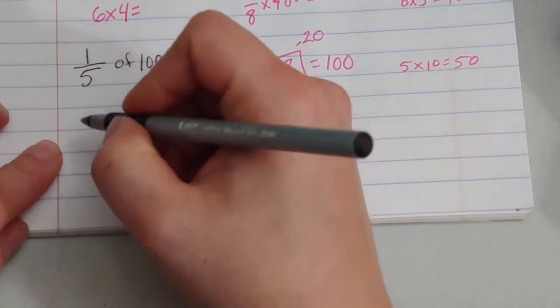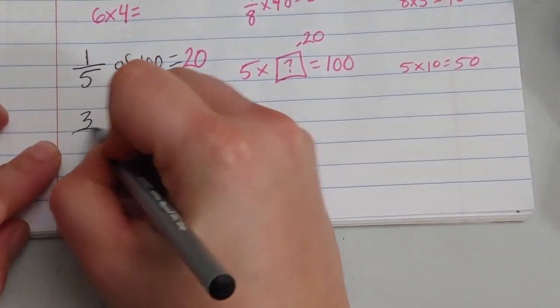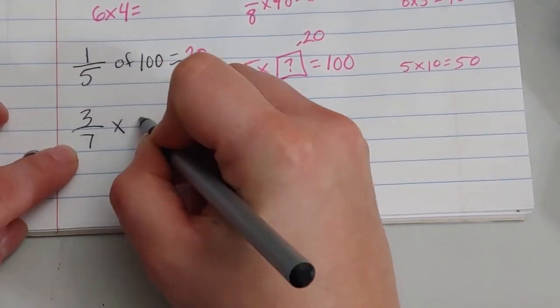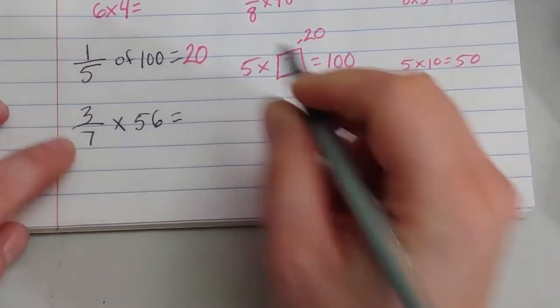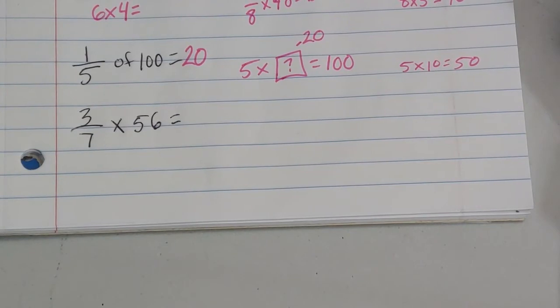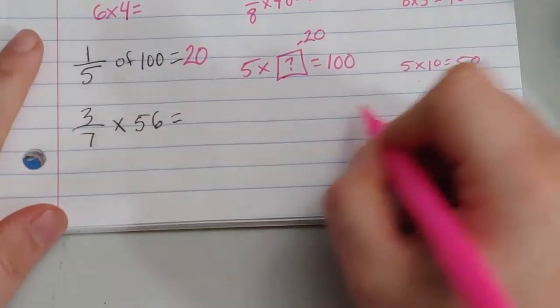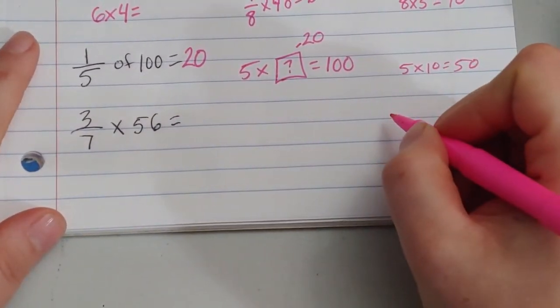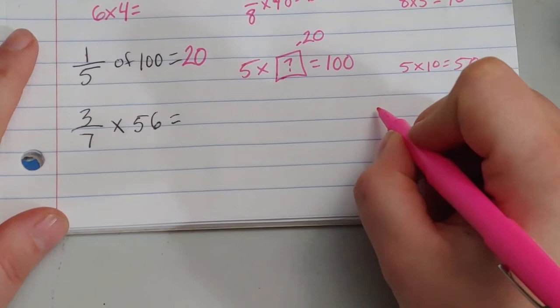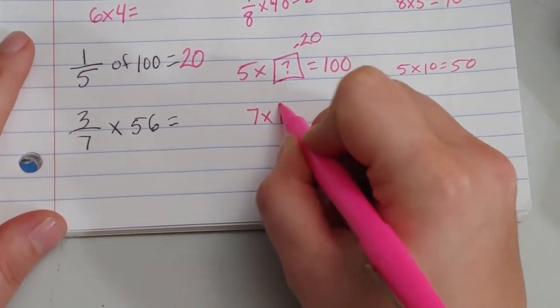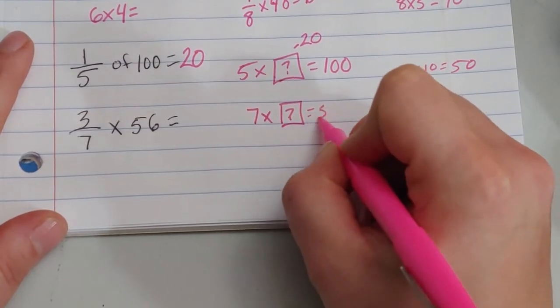Alright, I'm going to throw you a curveball. Here comes a hard one. Are you ready? Have faith, you can do this. 3/7 of 56. Pause and solve. Use your helpful facts. Build up or take away from what you already know. Alright, my easy facts are 2, 5, and 10. So let's start with, right, we're trying to figure out 7 times what gets us to 56.